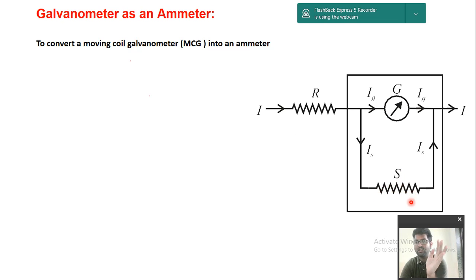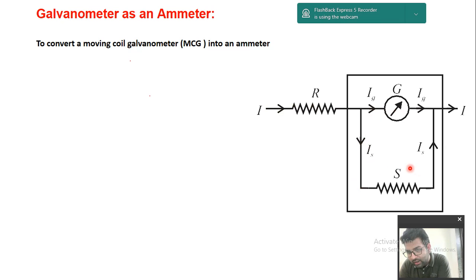What is shunt resistance? For this circuit, it is a very small amount of resistance, which is connected in parallel. Now what happens if current is going like this, and it has two options? It can go through this path or through this path, and it will see in which path it has the least resistance.